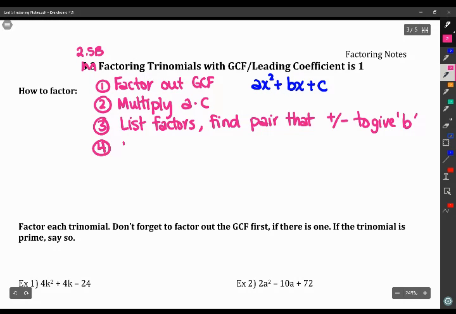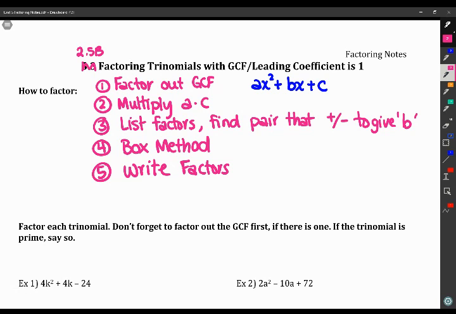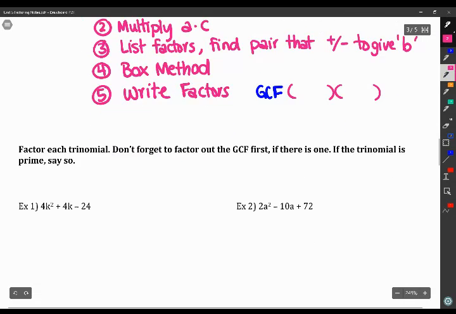And then we're going to do the box. So I'm just going to write box method. Hopefully we remember from last time what that means. And then we're going to write our factors. And what you need to remember when we write our factors is that your greatest common factor is going to go out in front. So you're going to have your greatest common factor in front, and then you're going to have your parentheses, just like you normally would. As we look at our examples, you're going to see us go through that process.